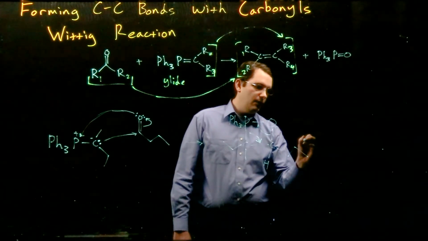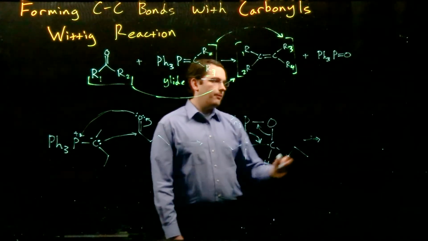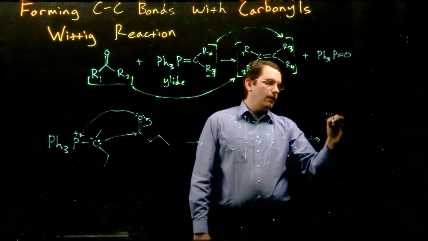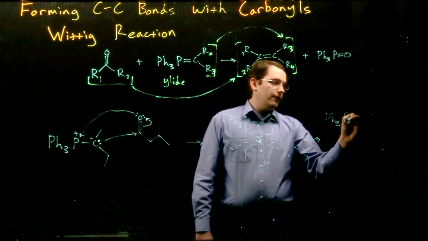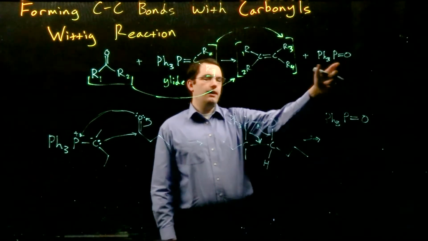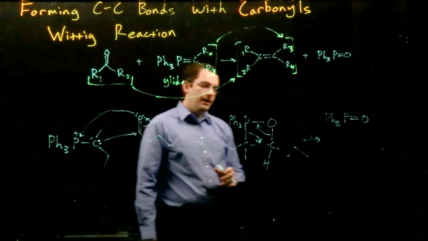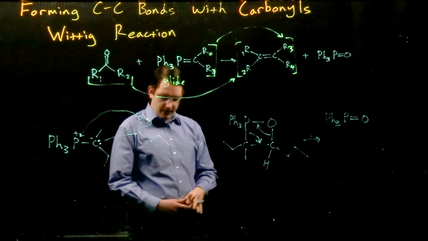So of course, once we have that movement of our electrons here, we end up with our triphenylphosphine bonded now to our oxygen, right? That's our side product up here. But of course, the main product that we care about is our alkene down here.